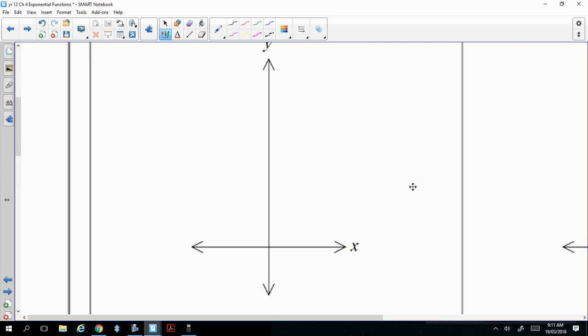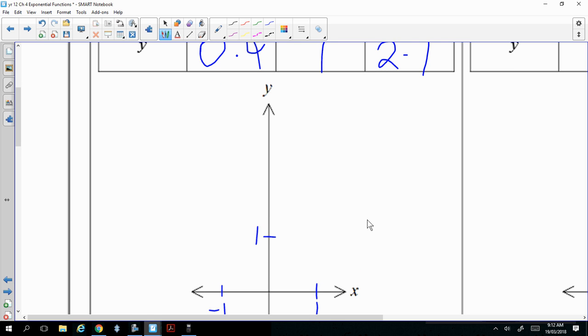Let's make this one -1. So 2 is about here. Something like this to 0.4. So like this. Okay.